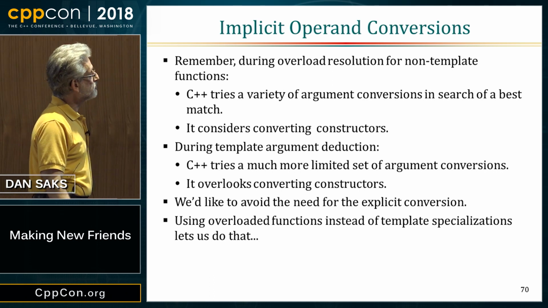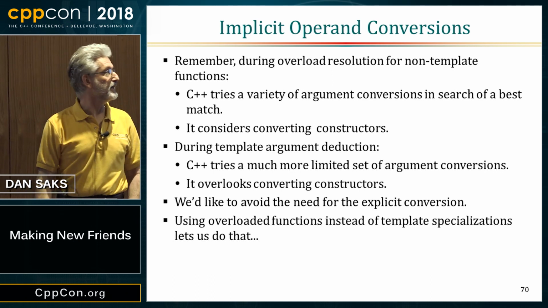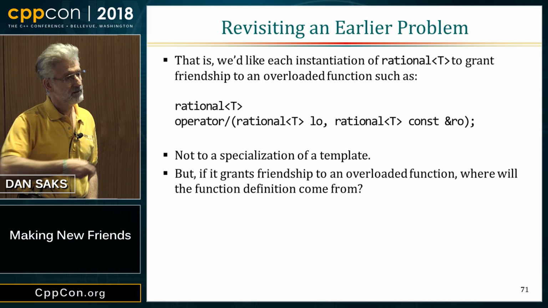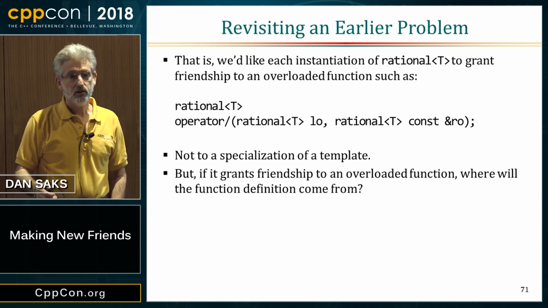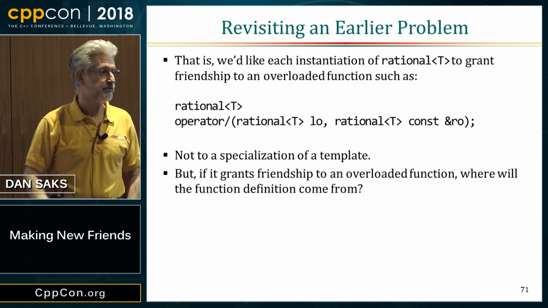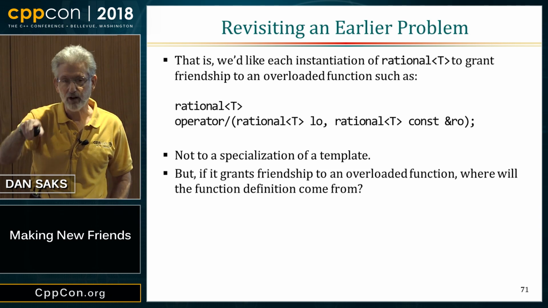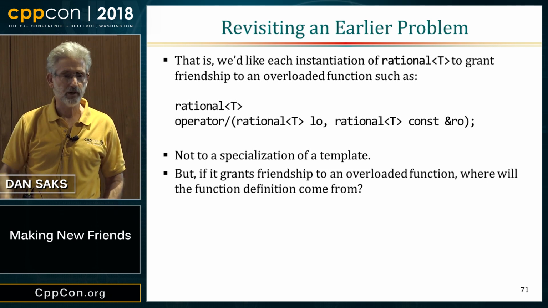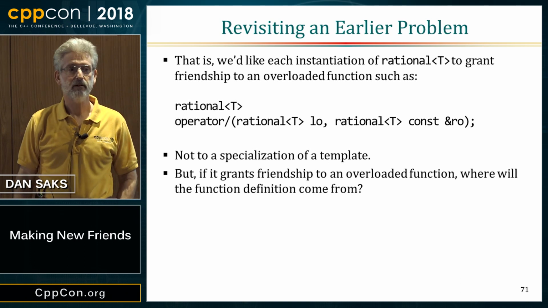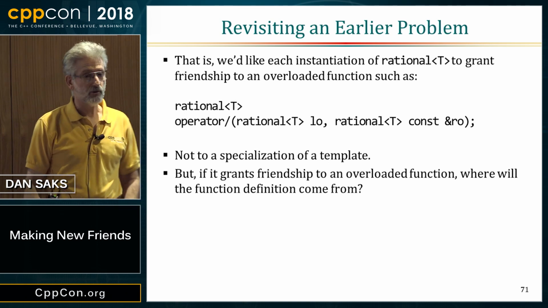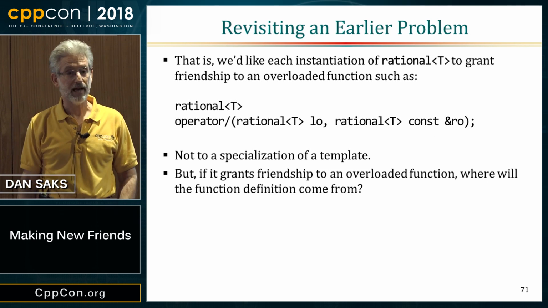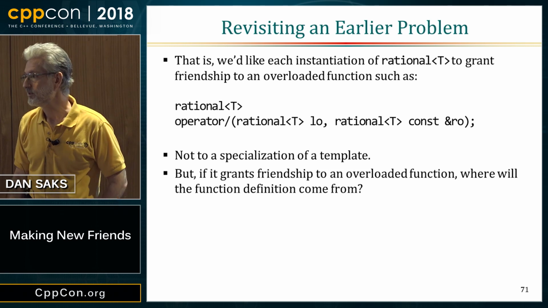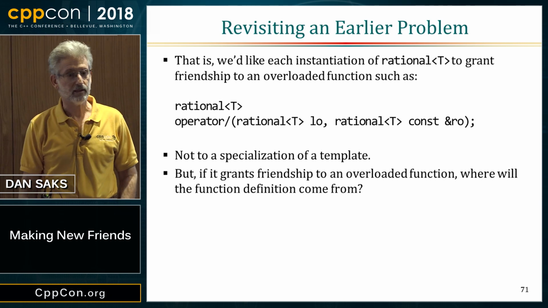One of the nice properties of this making new friends idiom is that if you turn all of the operators like divide, multiply, add and subtract, instead of making them non-member function templates, you make them friends. You actually move the definition of all of those binary operators into the class and make them friend functions that are defined there. Now you're no longer using template argument deduction. You're back to using overload resolution, and the compiler will use a richer assortment of implicit conversions in order to make the match.